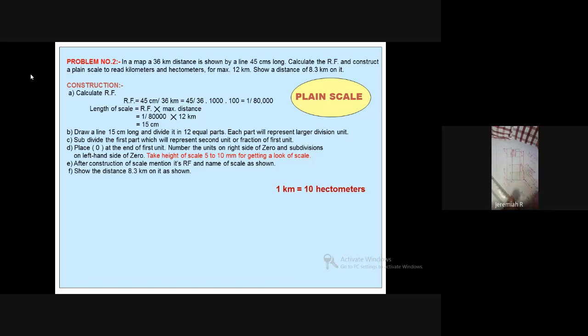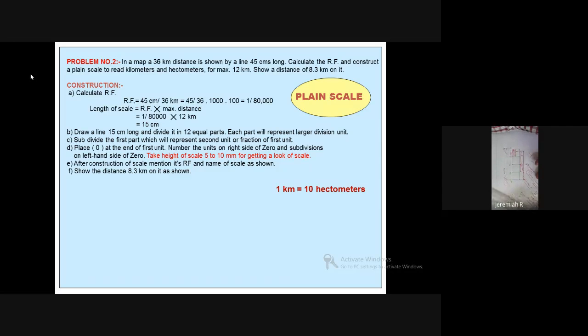What is the next value? You can take 9 kilometer or 10 kilometer. You can take the next round value. But here it is given that the maximum distance is 12 kilometer. So 1 by 80,000 into 12 kilometer. The representative factor has no unit. This is in kilometer, so you have to convert it into drawing sheet size.